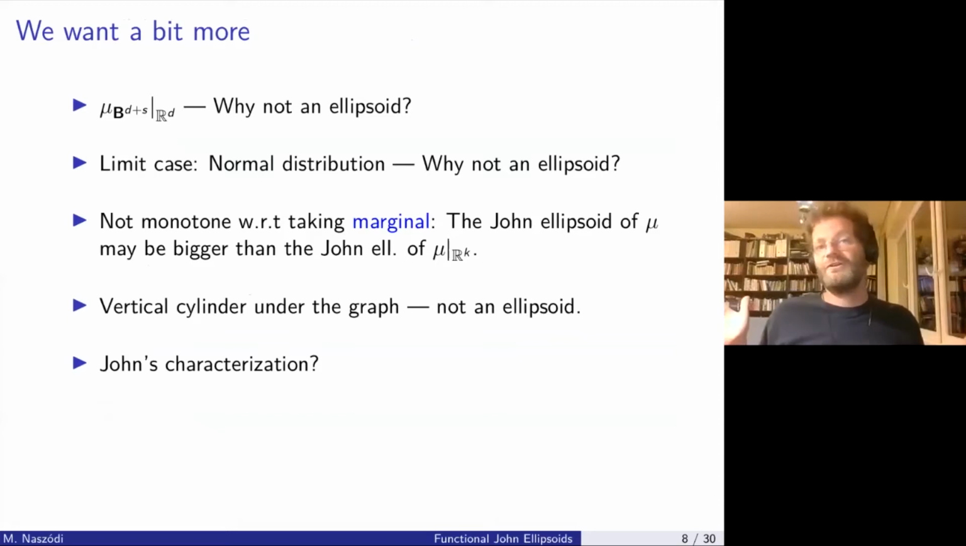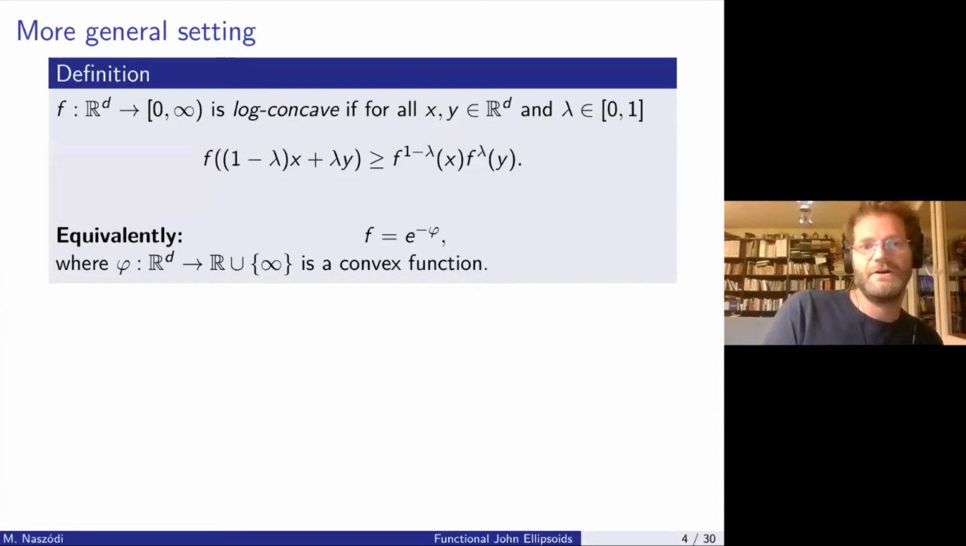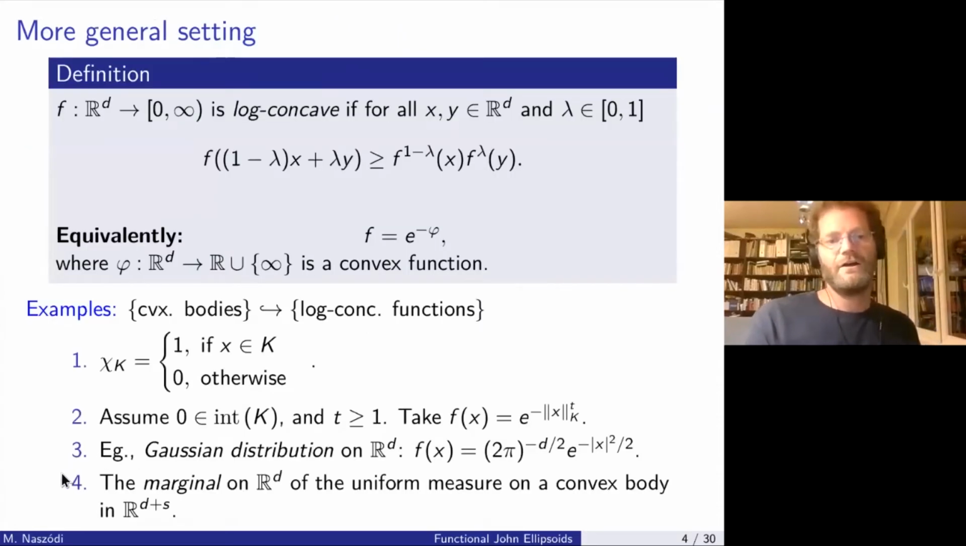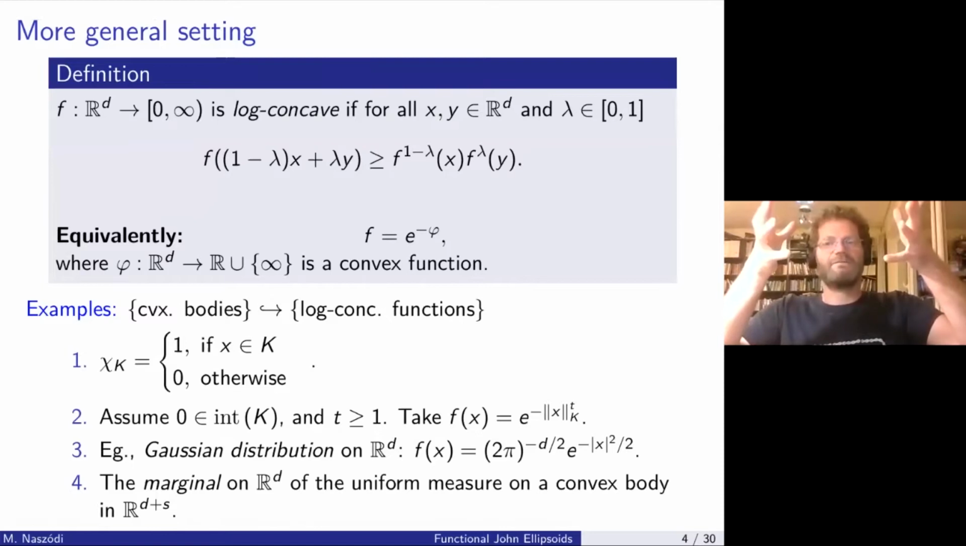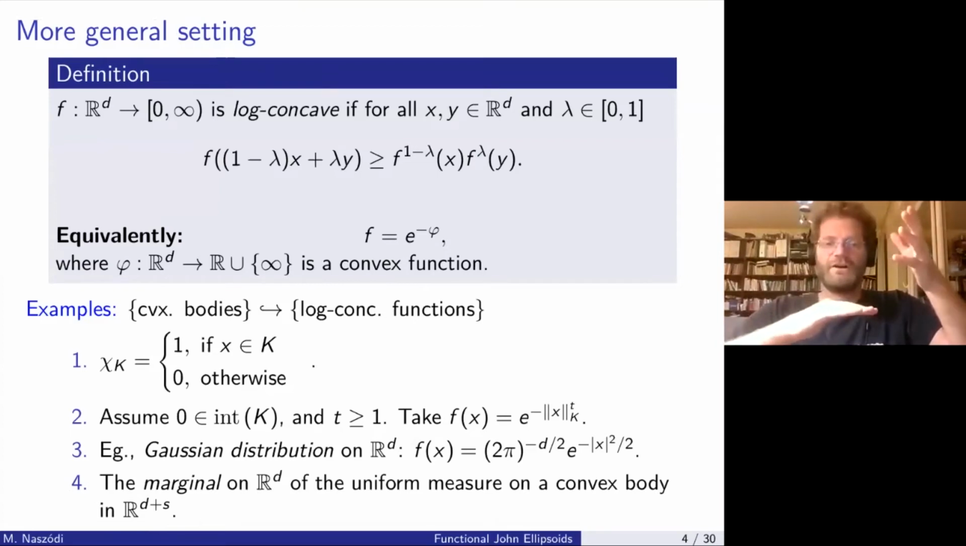There is a John ellipsoid for log-concave functions. What is there to say? Now, we thought that there is more to say. There should be more to say. So first of all, let's consider the following example. Let me just go back to how we can create log-concave functions or log-concave measures. One is number 4 here. You take in R^(d+s), where s is some positive integer, a (d+s)-dimensional convex body and take the uniform measure on it, and then take the marginal on R^d.